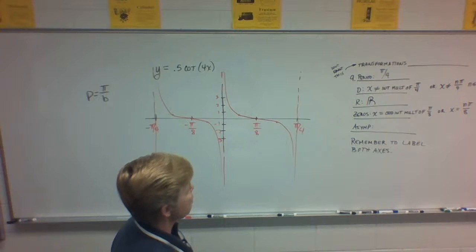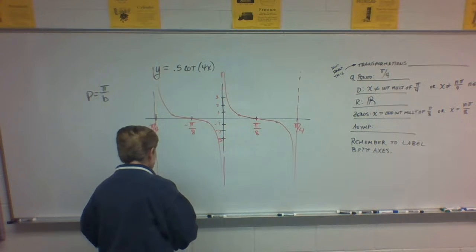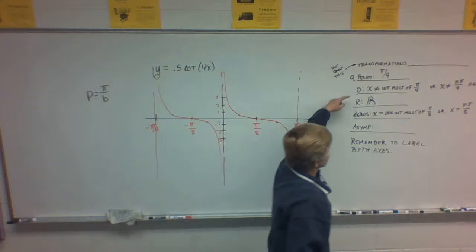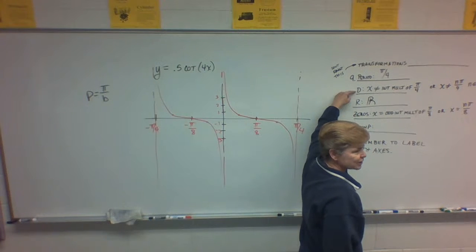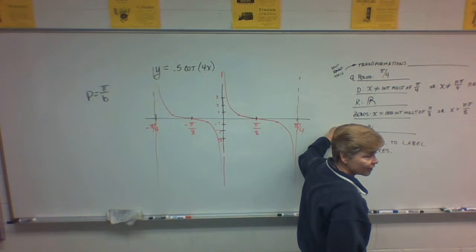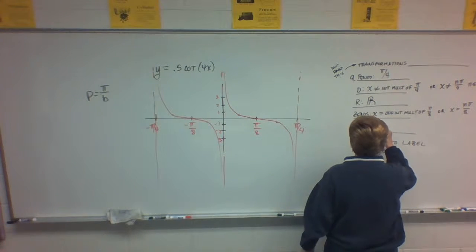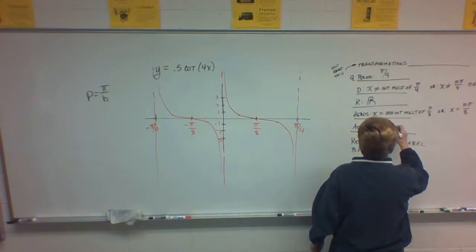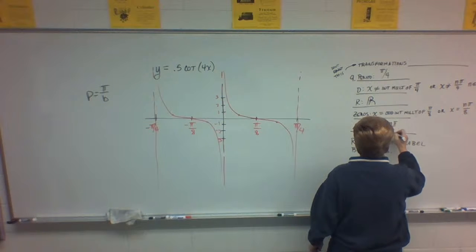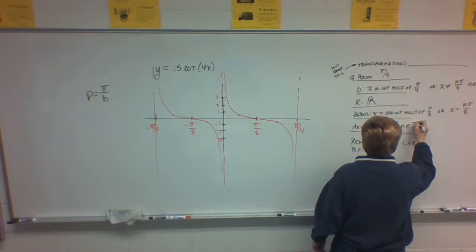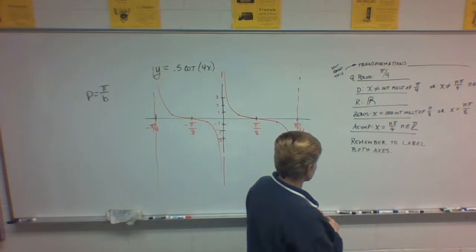Asymptotes occur where? This one's easy, isn't it? Negative pi fourths and pi fourths. Well, we've already identified where the domain is not defined. That's where the asymptotes are. I just take out the not equals. X equals n pi over 4, n an element of the integers. That's where the asymptotes occur. Those are the equations of them.